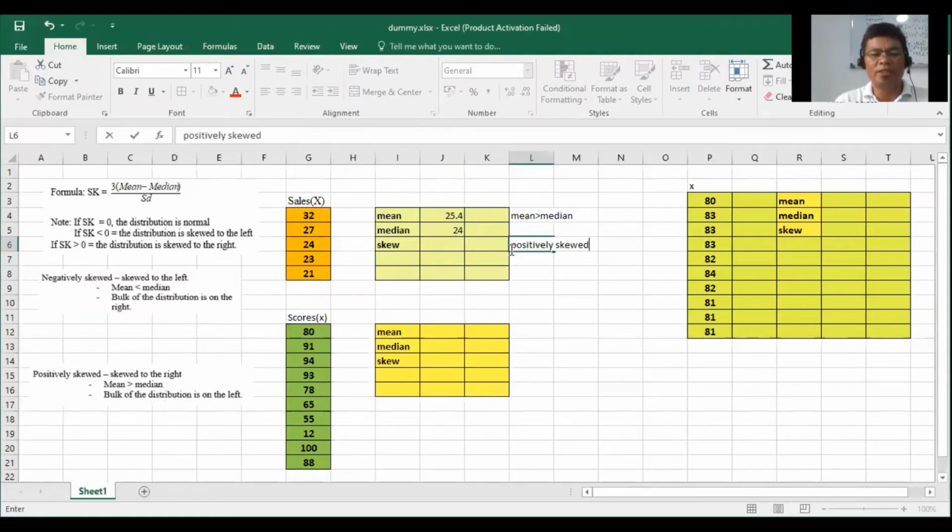Now we prove that. We prove our findings through the skewness coefficient. So we have equals skew.